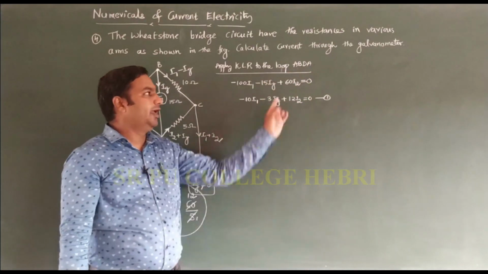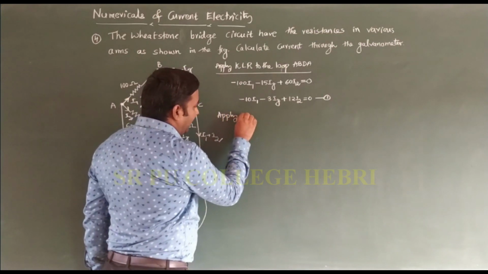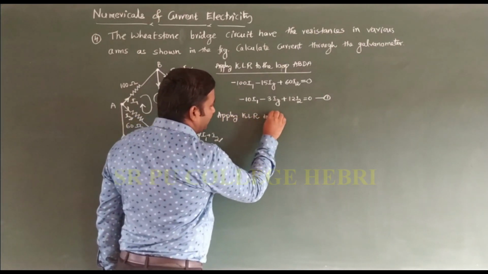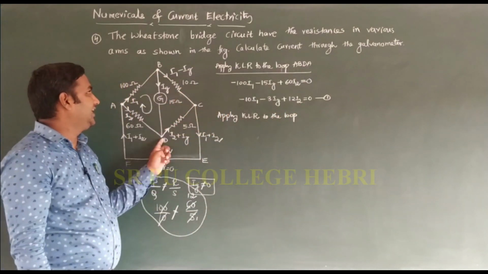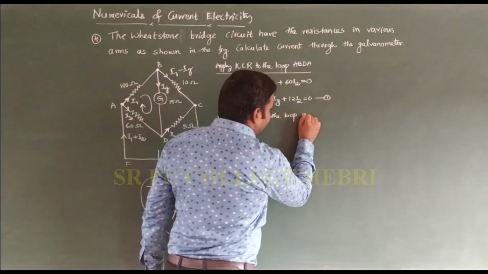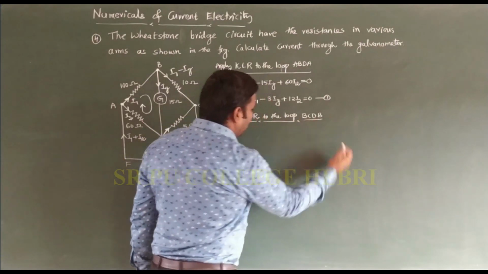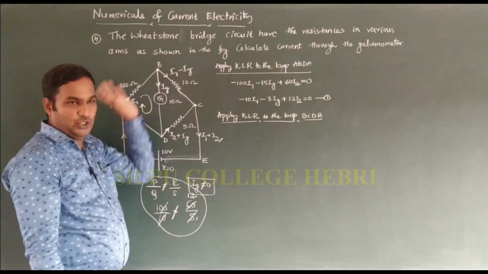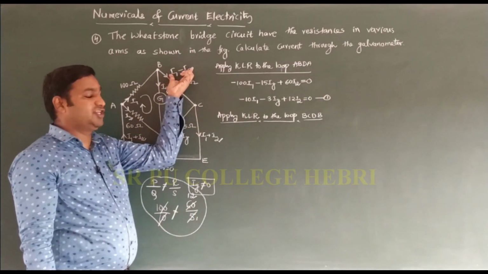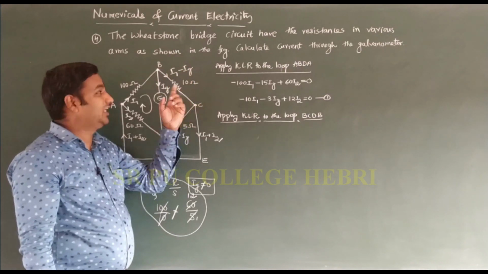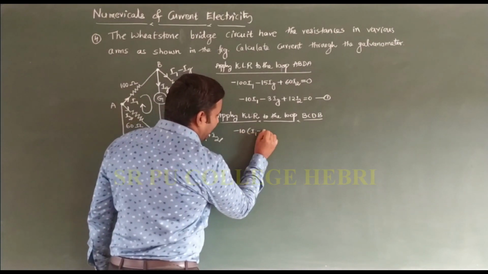Similarly, apply Kirchhoff's loop rule to the loop BCDB. BCDB is the loop. I am moving from B to C. The direction of current I1 minus IG is along my path. Automatically it is plus or minus? Minus 10 into I1 minus IG.